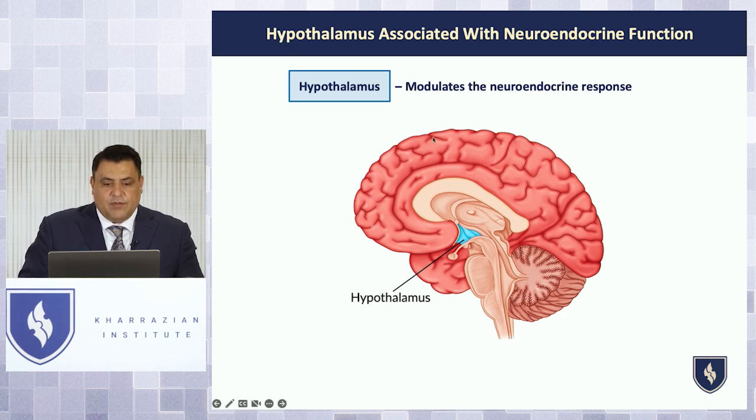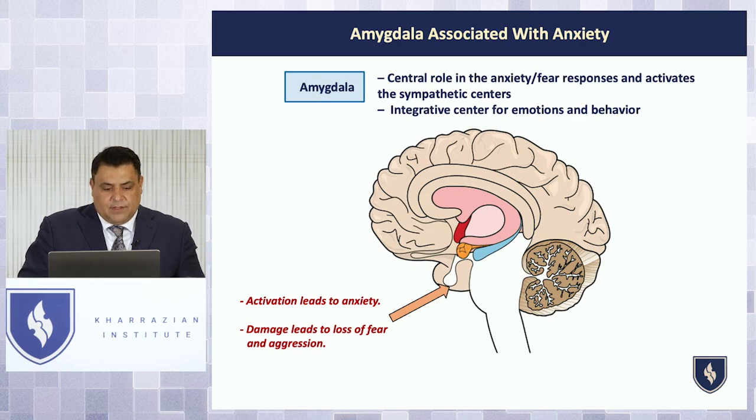The hypothalamus modulates the neuroendocrine immune response. This is what activates the pituitary. You get all the different pituitary releasing hormones to deal with the emotions impacting the endocrine system. And then the amygdala we talked about earlier.